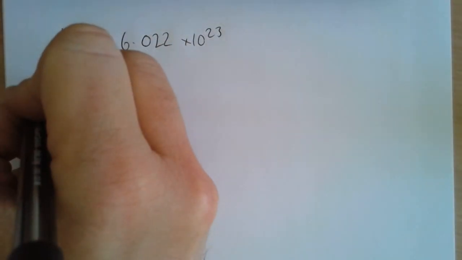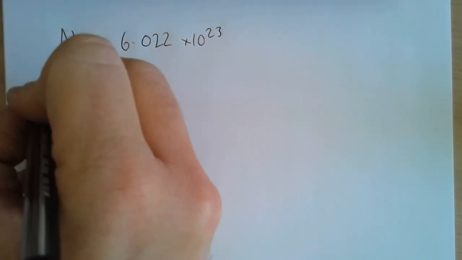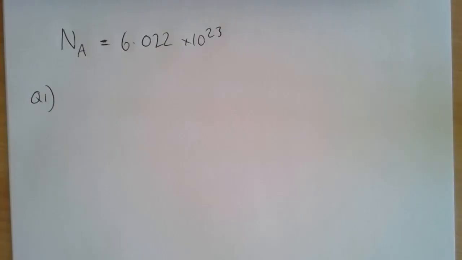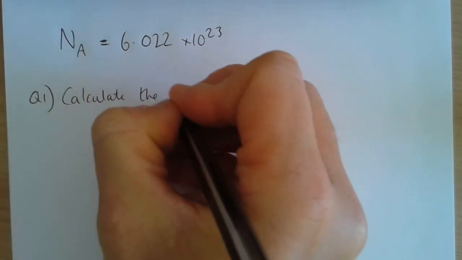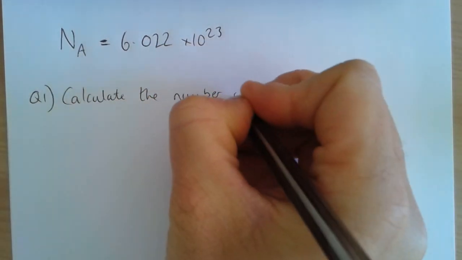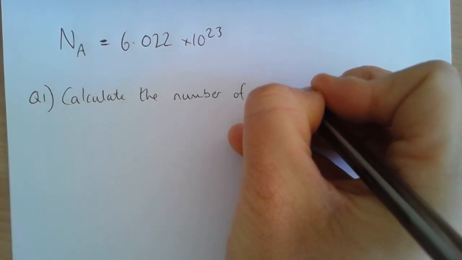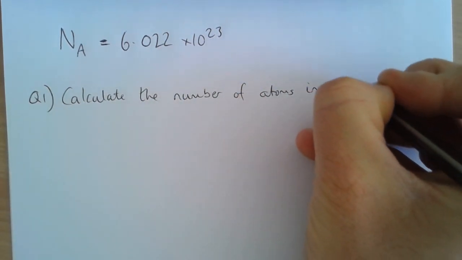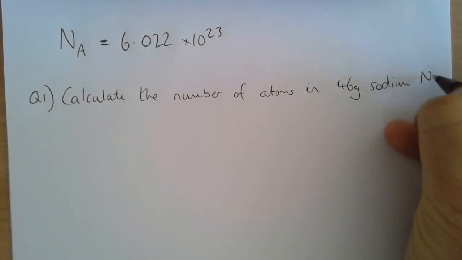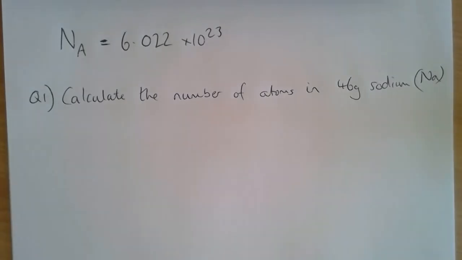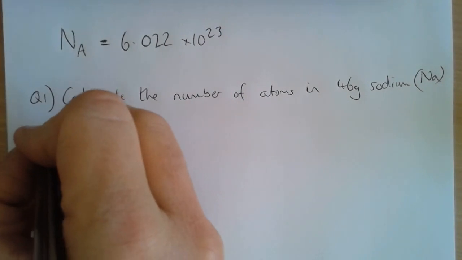So the question that we're going to work through is to calculate the number of atoms in 46 grams of sodium. And remember that sodium has the symbol Na. So we're going to need to use an equation for that.